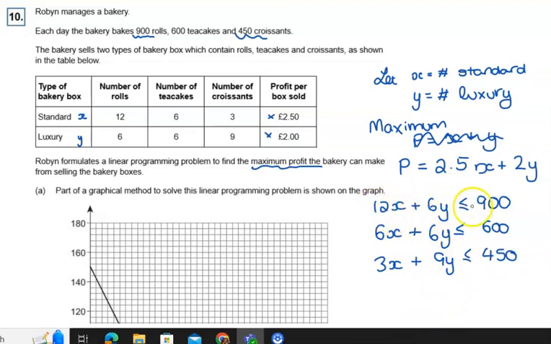I mean, this one's got a common factor of 6. This has got, has it? Can you do 900 divided by 6? I'll worry about that in a minute. This one common factor of 6, this one common factor of 3.